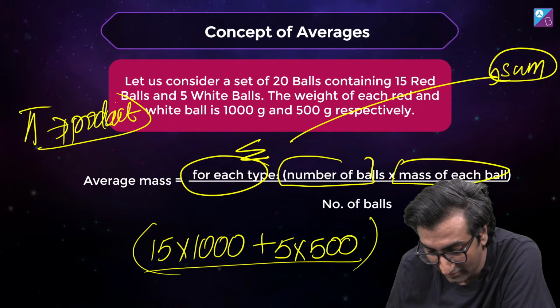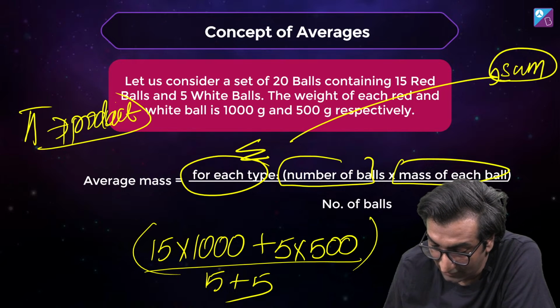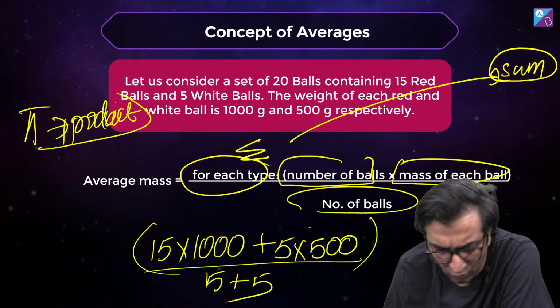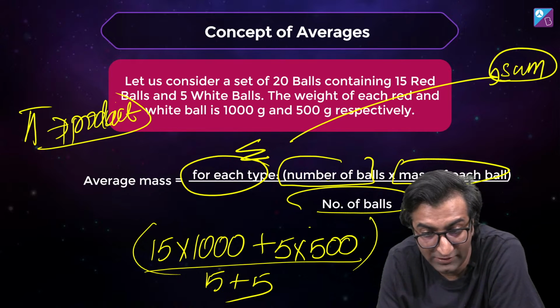I have to divide by 15 plus 5. You see that? For each type, number of balls times mass of each ball divided by number of balls. So what is this going to be? Understood? Okay. Let's go. Can you tell me?